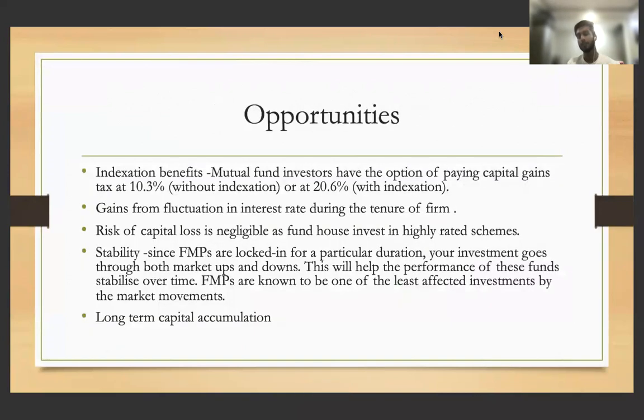Opportunities. So when you invest in a fixed maturity plan, there are indexation benefits. So you only have to pay taxes after deducting the inflation of that period. So mutual fund investors have the option of paying capital gain tax at 10.3% without indexation or 20.6% with indexation.